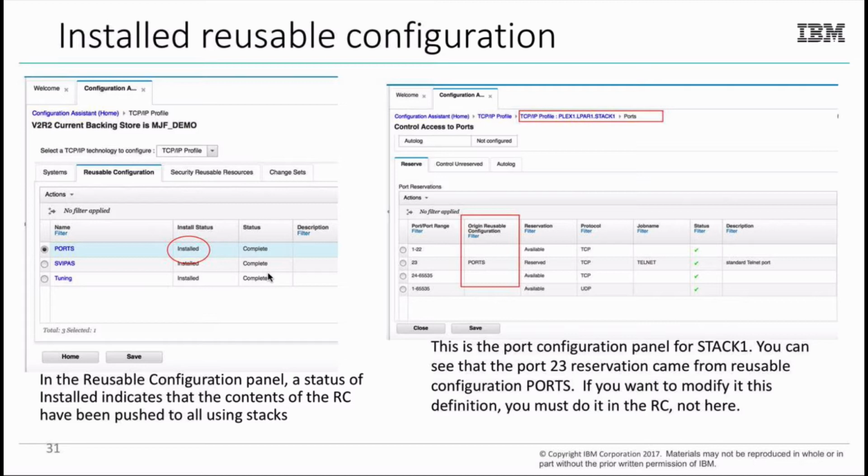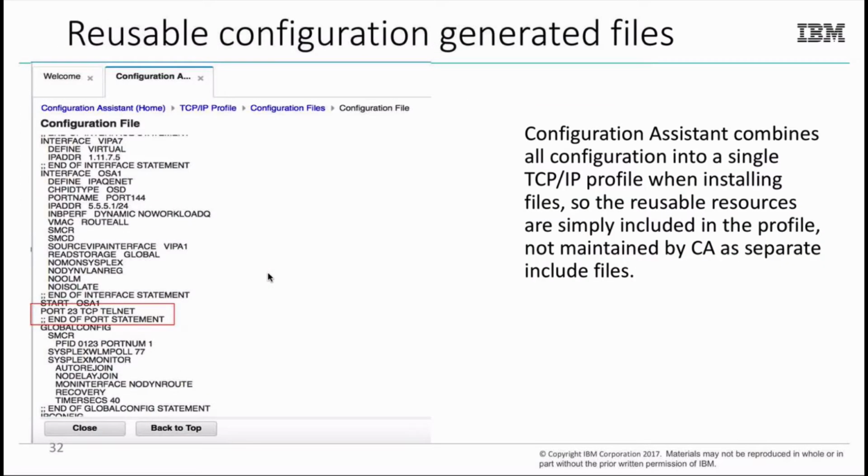Now, even though we're doing reusable configuration in multiple files, we do not generate include files. The paradigm of the Configuration Assistant is that you manage things in the Configuration Assistant and just push the results. So reusable configurations that are pushed to a stack are simply included in the file that we generate for that stack. We don't create an include statement. We just generate a flat file with the reusable configuration.